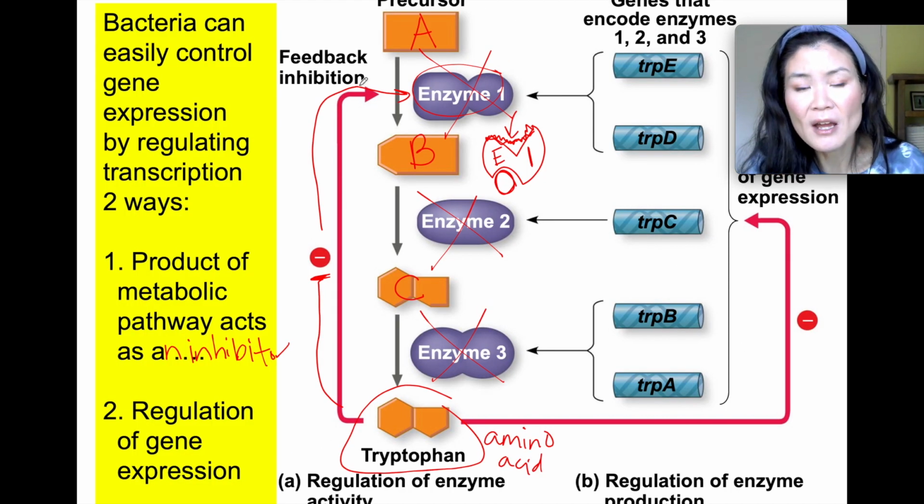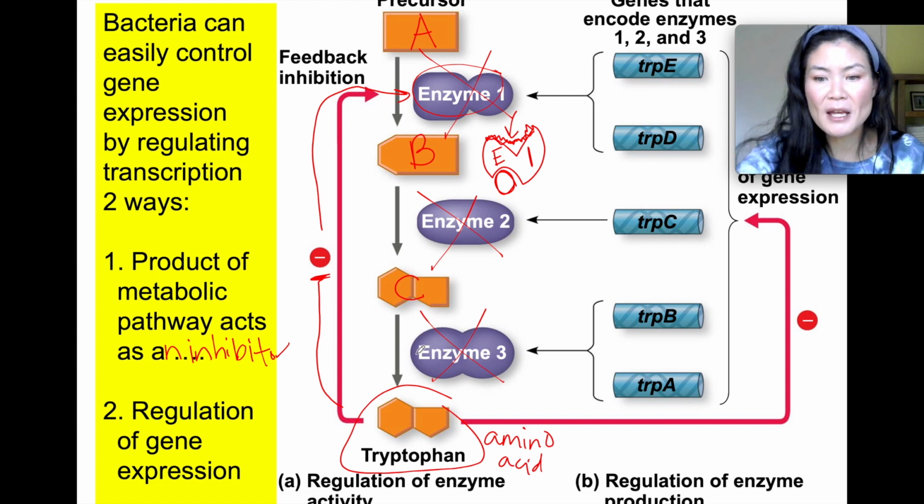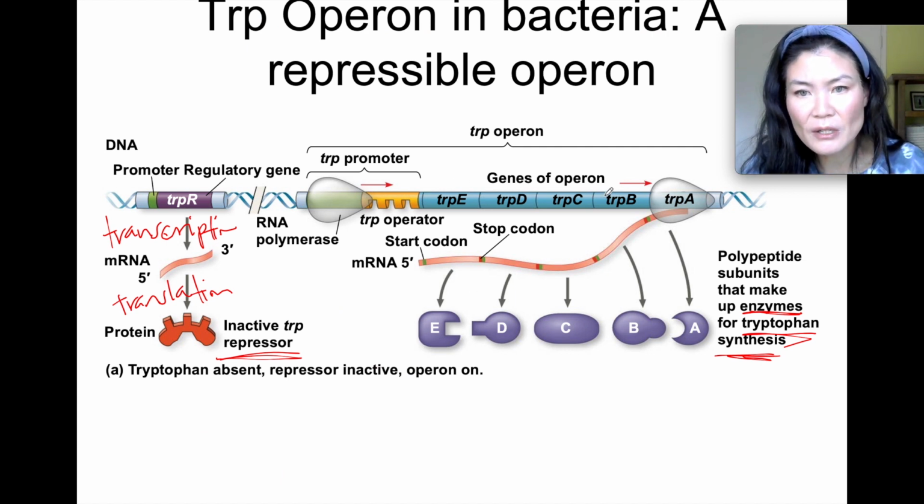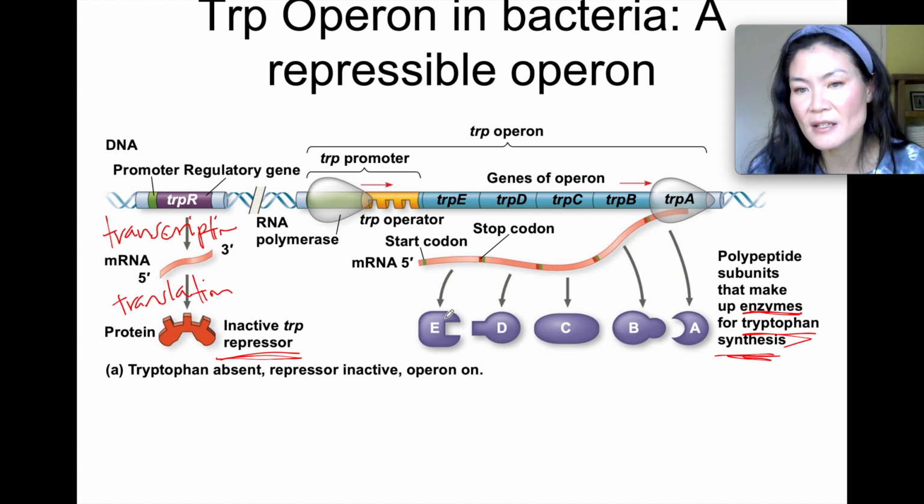So going back to this diagram right here, this is that metabolic pathway to make tryptophan. And it requires 3 enzymes, okay? And those are the 3 enzymes that are coded for by these genes, okay? So there are 1, 2, 3, 4, 5 genes, and those 5 genes are going to help make those 3 enzymes.